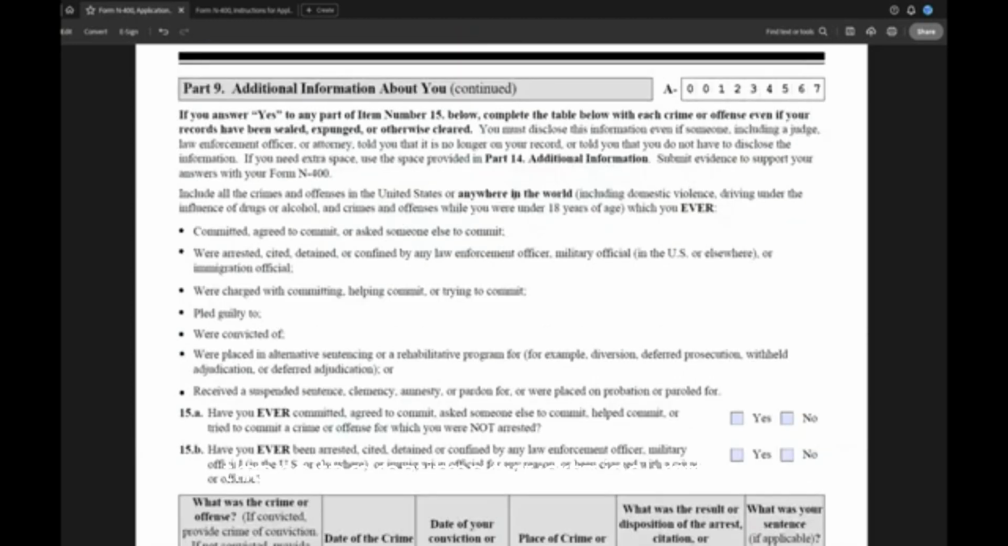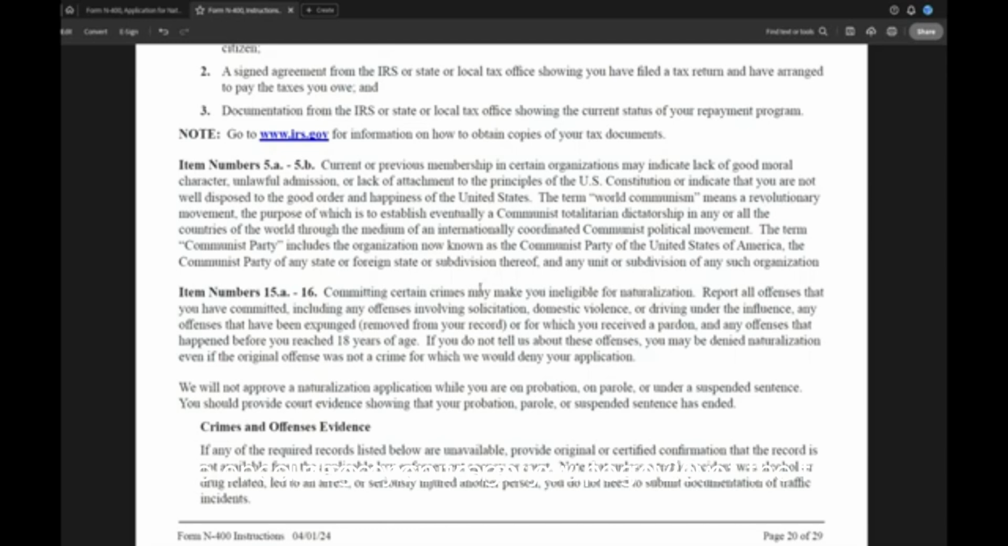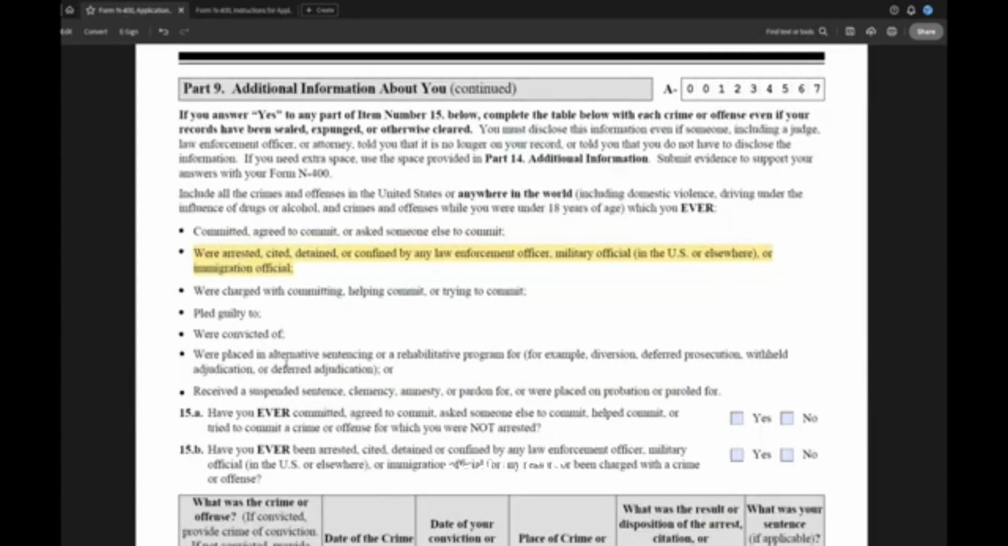The next questions have to do with your criminal records. And so I also encourage you to review page 20 of the form instructions, which can clarify for you which kinds of offenses and records you need to provide. And USCIS makes it very clear that they do have access to your criminal records, even if they have been expunged. And so you will need to provide this information even if someone, including a judge, an officer, an attorney, told you that these things are no longer on your record, or you don't have to disclose this information. You absolutely have to do that.